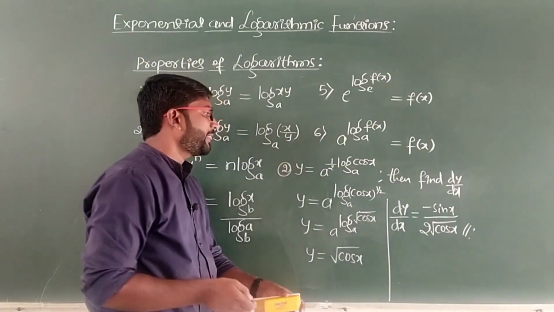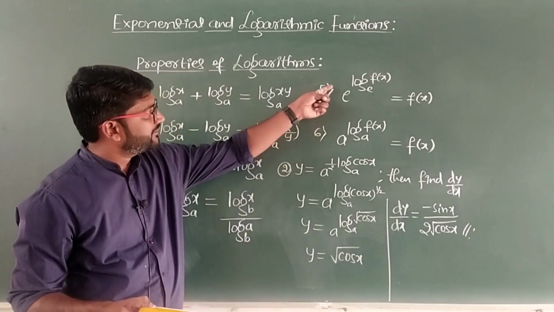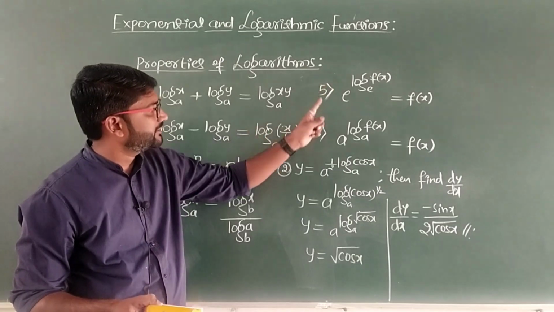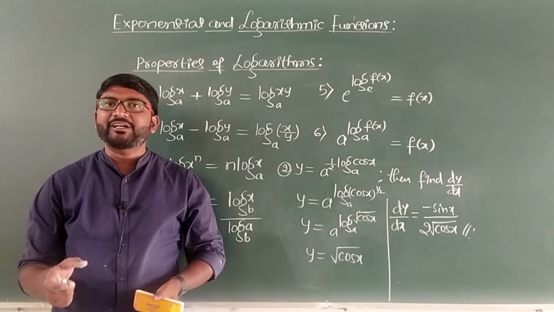So these two, example 1 and example 2, are very important for 1 mark. You may get a question for 1 mark on property 5 and property 6. So this is regarding the exponential function and the logarithmic function.